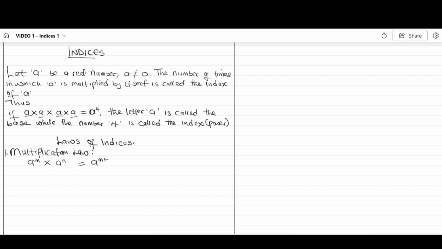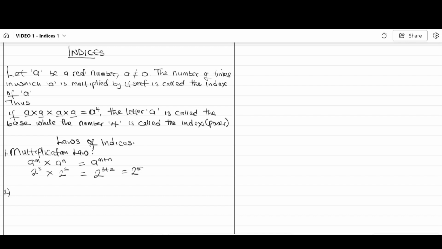So we have A raised to the power m plus n. This is the multiplication law of indices. So if we use a real example, if I have 2 raised to the power 3 multiplied by 2 raised to the power 2, this will be equal to 2 raised to the power 3 plus 2, 2 raised to the power 5. So when two numbers having the same base are multiplied, we add their powers.